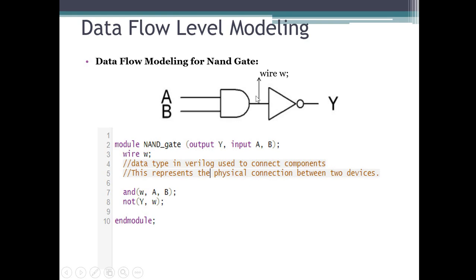Till here we have written our code. Now, to get the output, we have to write code for this part also. So now we are going to use the NOT gate, with W as the input and Y as the output. So Y we give as output and W as input, and then we end the module. That's it. This will be the code for your NAND gate.